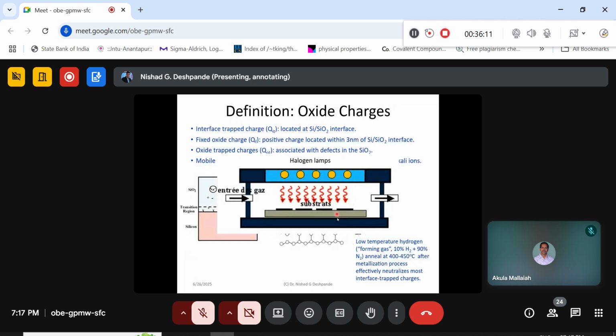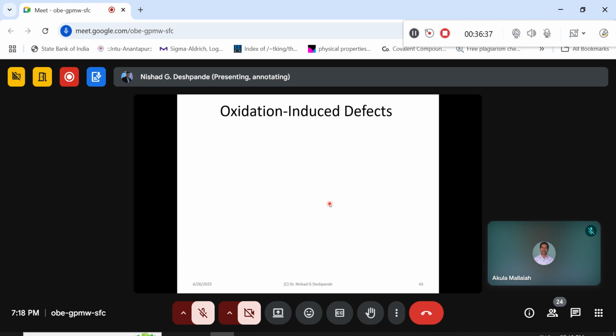If at all you find some such kind of defects or such kind of oxide charges being present in the sample surface or the interface, then one can again go back, put the samples, use this forming gas, input it into the system, have a low temperature process now, particularly annealing processes, so that you can neutralize this particular interface trapped charges. Okay, so that is one of the ways one can do this.